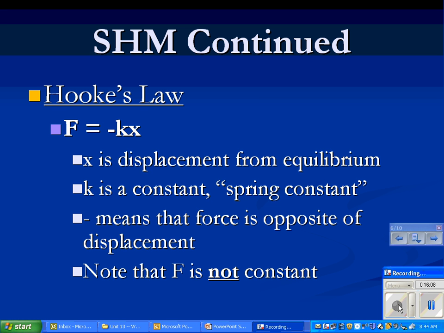So when we talk about simple harmonic motion, again, it's easy to analyze this stuff when you're thinking about a mass on a spring, and whenever you talk about masses and springs, you should be thinking about Hooke's law. Hooke's law deals with springs or elastic objects, and it basically says that the force exerted by a spring or an elastic object is equal to negative k, a constant we call the spring constant, which tells you how stiff or how loose the spring is, times the displacement.